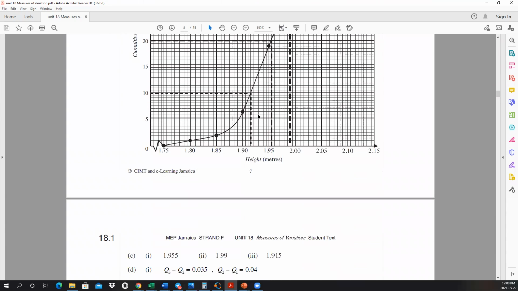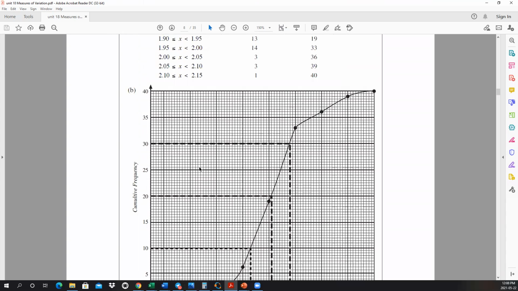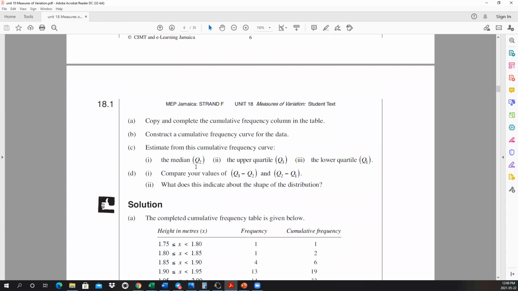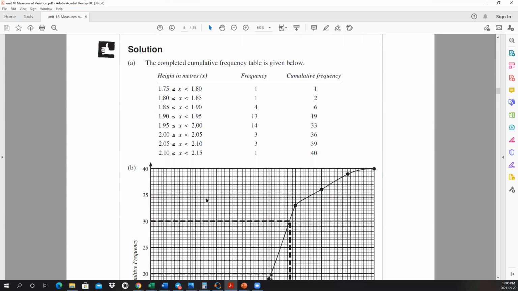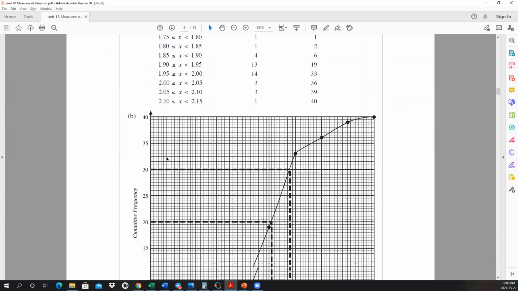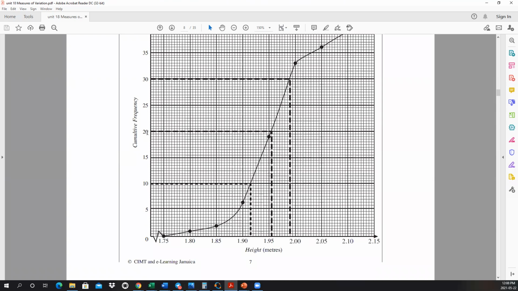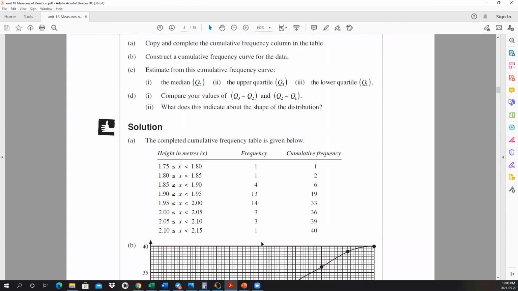Yeah, and you continue, you go through, you've done that. Then what else does it ask for? It asks for the median. As I said, the median is in the middle, so you look and you say, all right, 40 students, then 20 is in the middle. You go across to the curve, you go down to 1.95, and that would be the median score.